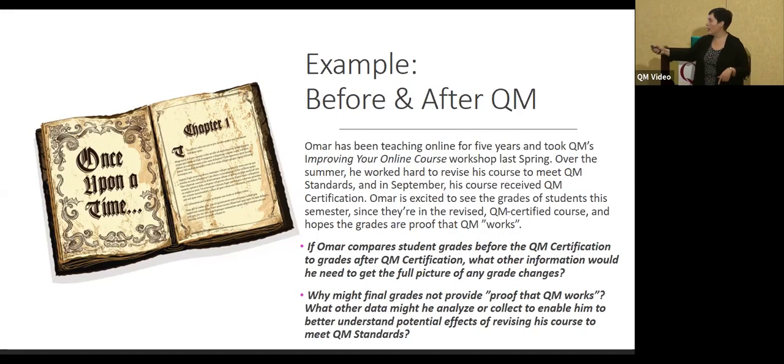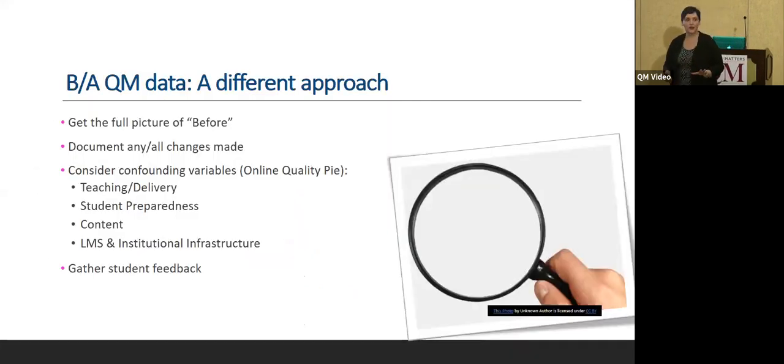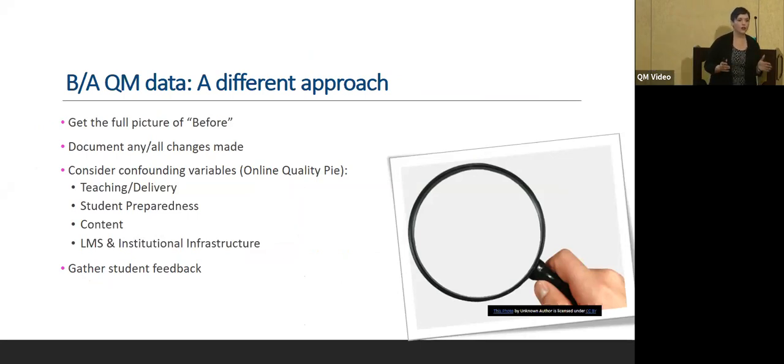You are identifying a lot of things. Let me advance to the next slide, because here's a different approach, and it's many of the things that you just spoke about. First of all, we need to get the full picture of before. It's not just getting the grades from before and looking at the grades in the after version. We don't know what changes were made to that course unless we have the full picture of the before version, and then we document each and every change that was made in order to improve that course to meet QM standards.